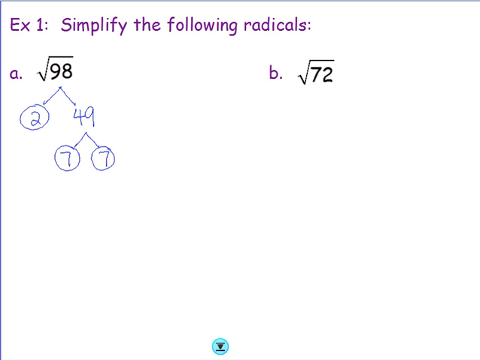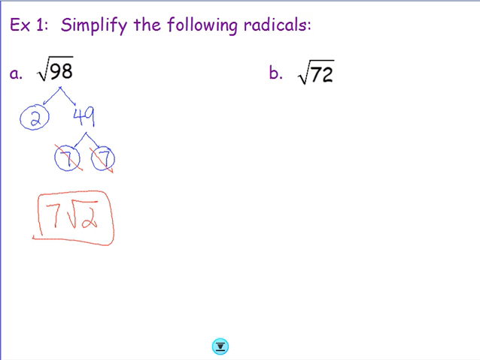We are now looking for pairs. I'm going to cross off a pair of 7s. That means outside of the radical, I have a 7, one 7, that is. That leftover 2 goes inside. Since there's only one number outside and one number inside, that is a done answer.